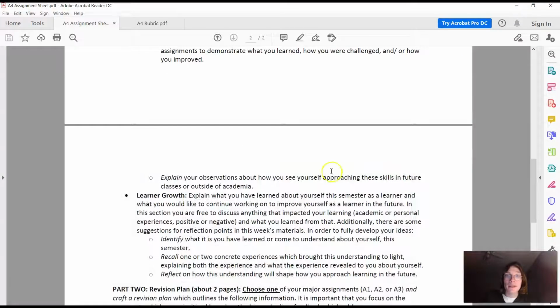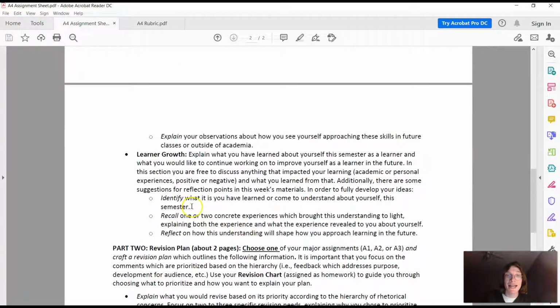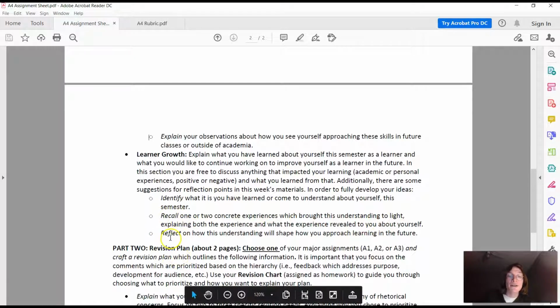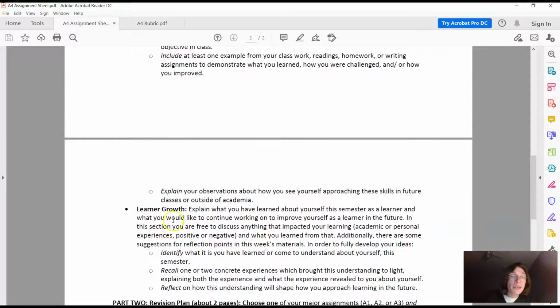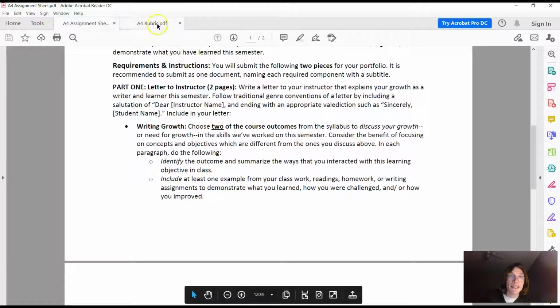But what we want to make sure we do in here is identify what you have learned or come to understand about this semester. Recall 1 or 2 concrete experiences which brought this understanding to light, so we want to make sure that this is grounded in actual experience, and then reflect on how this understanding will shape how you approach learning in the future. So what will you do to either combat this, or if it was something that you found successful, how are you going to make sure that you continue to do this as well? So that's what is expected and kind of what the assignment is.